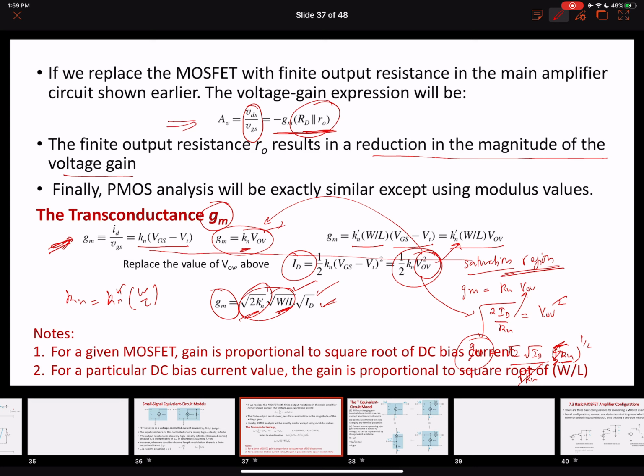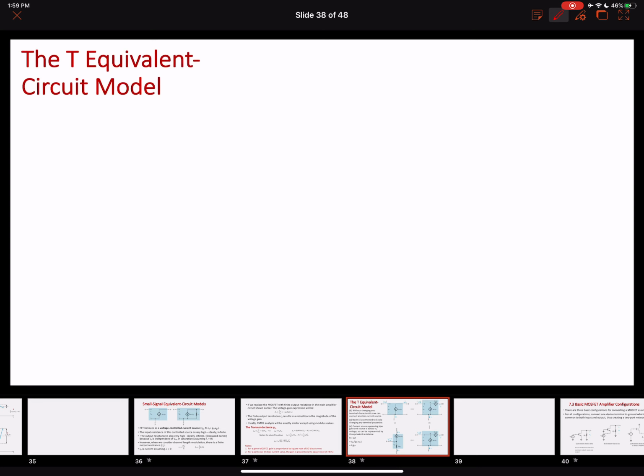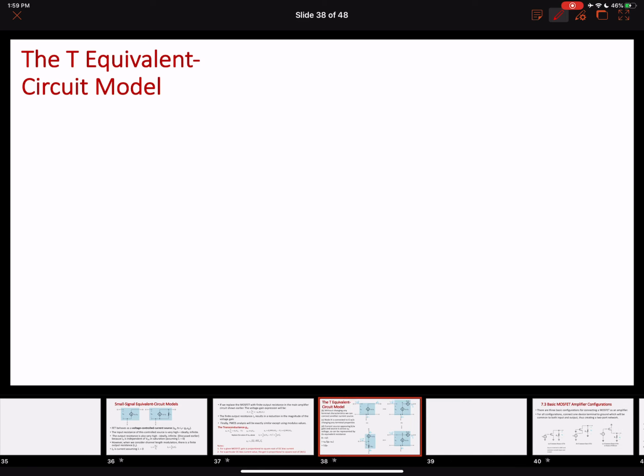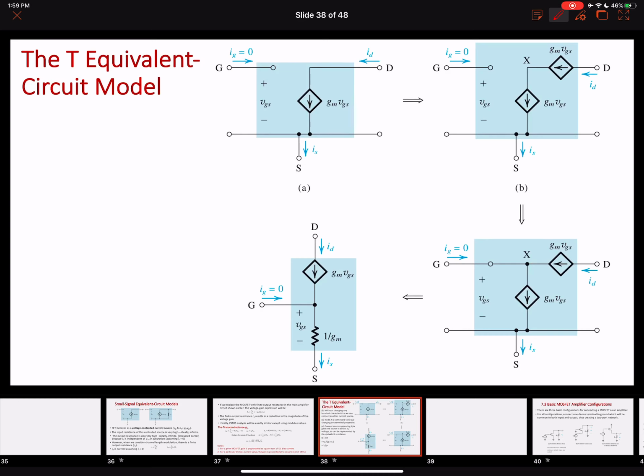Okay, so there is one more equivalent circuit model, the T equivalent circuit model, that we are going to discuss today. These equivalent circuit models are very important because they will be used for the design of the different configuration amplifiers, which we will discuss in the next lecture. So let's look at the current models in different ways and how we can rechange or reconfigure them.